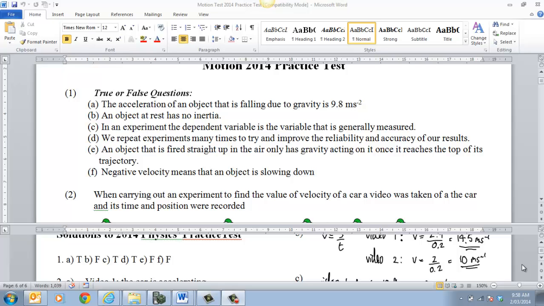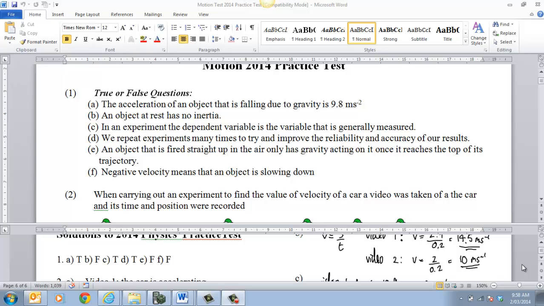In an experiment, the dependent variable is the variable that is generally measured, before and after the collision situation. That is true. If you look at over here, you always fix the independent variable and the other one depends on that. So that's the one we do in meters per second. We repeat experiments many times to try and improve the reliability and accuracy of the initial momentum. That is true.